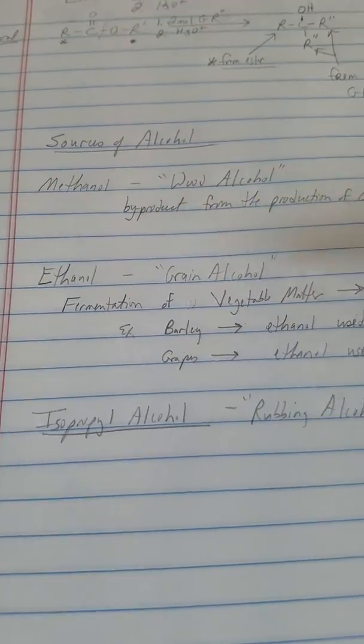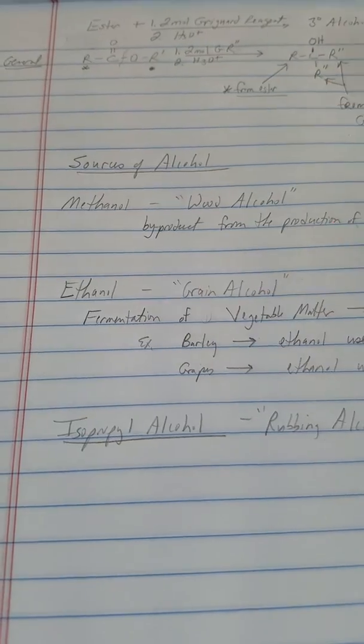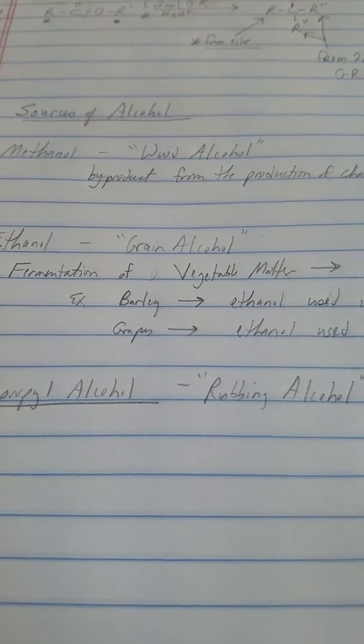Your ethanol is referred to as grain alcohol. It typically forms through a fermentation process of vegetable matter. So just to give you some specifics, if you ferment barley, the ethanol that is produced there is used in beer manufacturing. And if grapes are going to be fermented, then that's typically used in the wine industry. So just for your information.